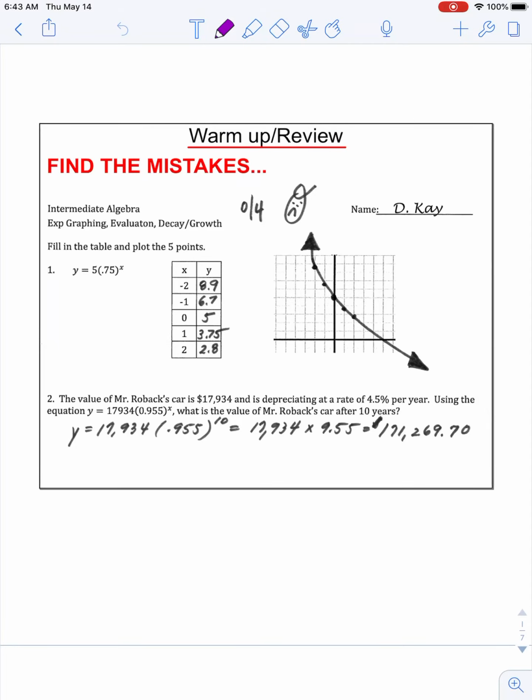Hello, ladies and gentlemen. Today we're going to work on exponential growth and decay again for day 2. So let's take a look at this warm-up. Can you find these mistakes? Take a look at these first 2 questions. See if you can find the mistakes. Pause the video right here and then come back and you can hear the explanations.